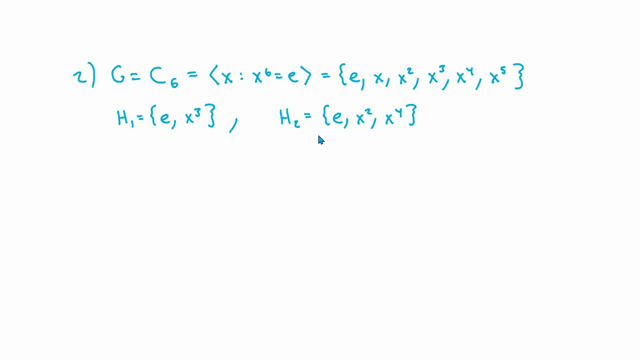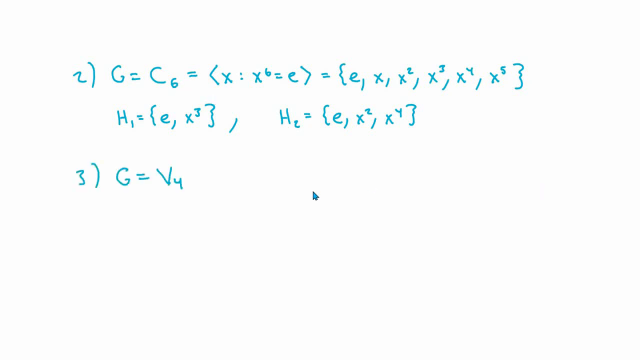And here again, you need to go and check that this set is closed under multiplication and closed under the taking of inverses. Closed under multiplication is pretty easy to do, and so is closed under taking inverses, since the inverse of x squared is x to the 4th and the inverse of x to the 4th is x squared. So this is another subgroup of the cyclic group of order 6.